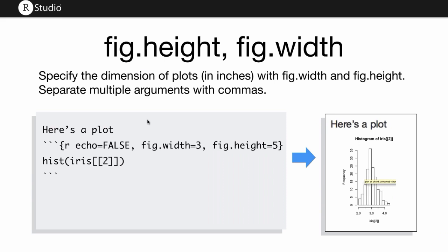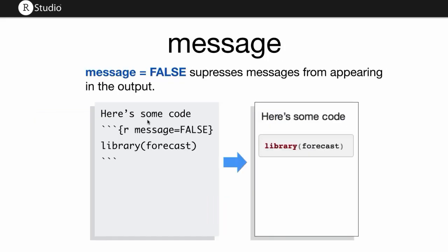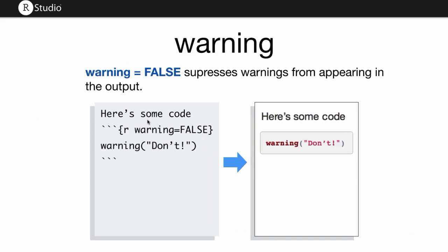Fig width and fig height are ways that you could customize the width and height of the figures that you insert into your document. Message is a way to tell R Markdown not to print out any messages that are generated by the code. So R can generate messages, helpful things that the author thought you'd like to know. You could also generate warnings. If you don't want the warnings to appear in your report, just add the option warning equals false to your code chunk.